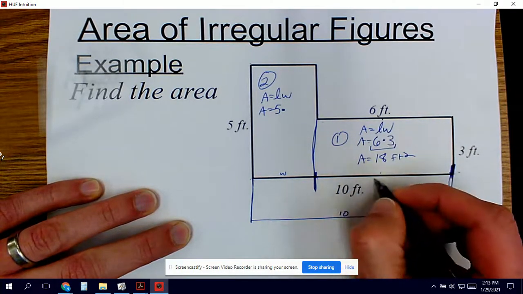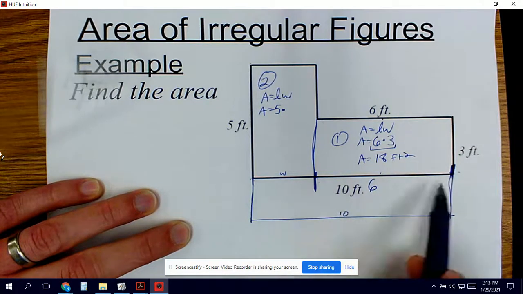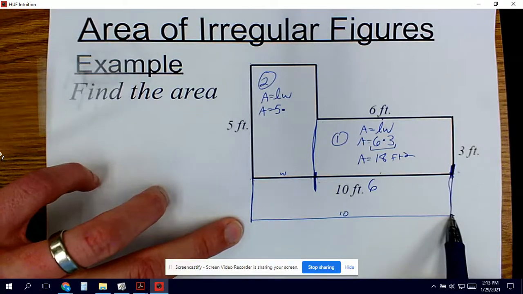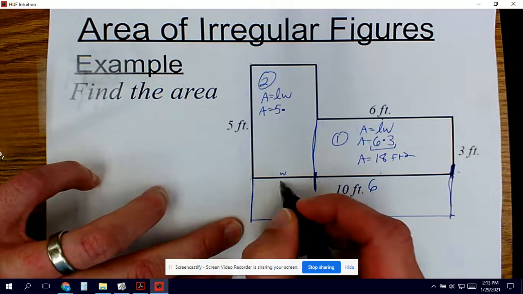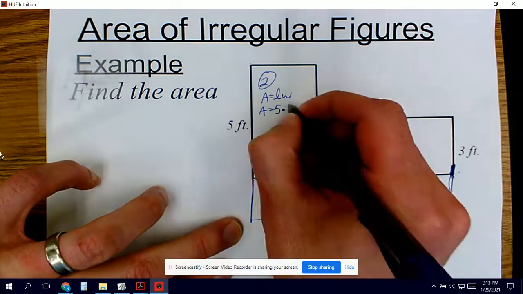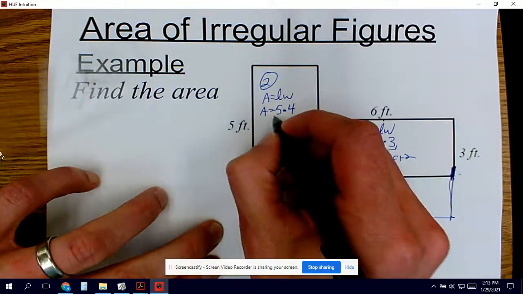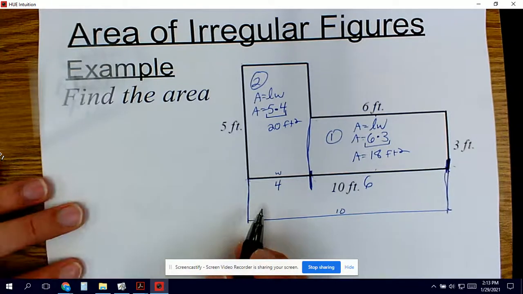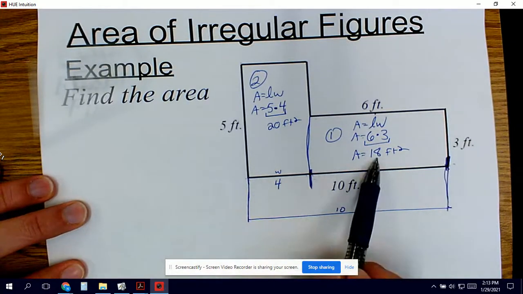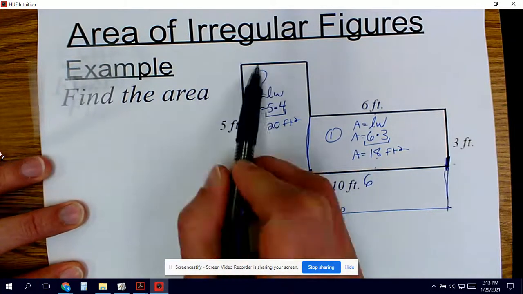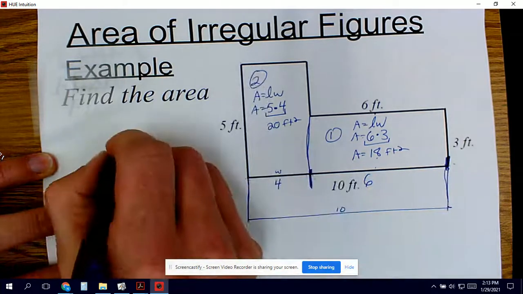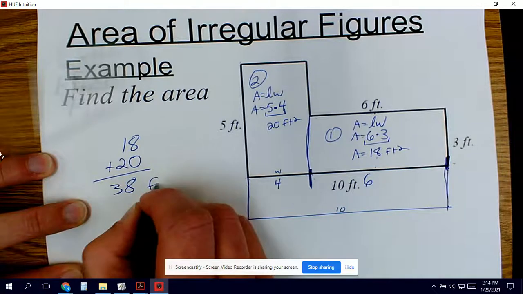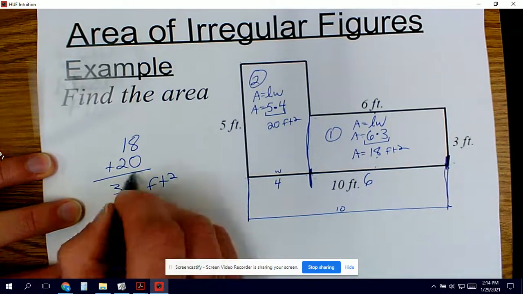So I know that this piece is 6. So 6 and what other chunk is going to give me a total of 10? Well, 10 minus 6 means that this piece is 4, meaning that this width of the rectangle is 4. So 5 times 4, 20 square feet for rectangle 2. So if rectangle 1 is 18 square feet and rectangle 2 is 20 square feet, to get the area of the entire figure, I want to add those values together. And you should get a total area of 38 square feet.